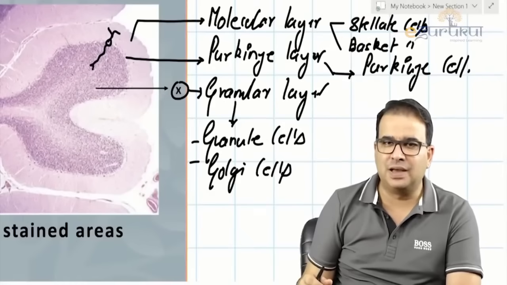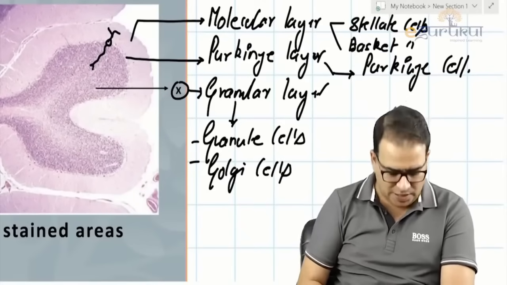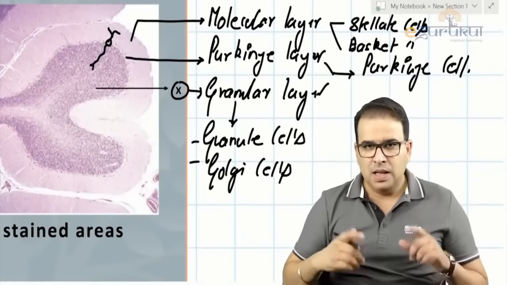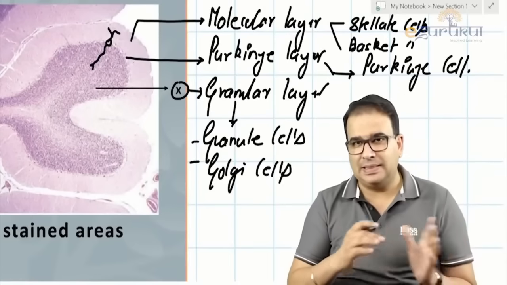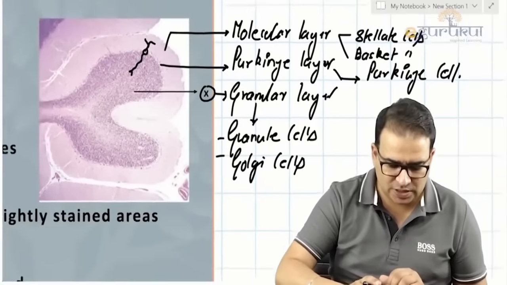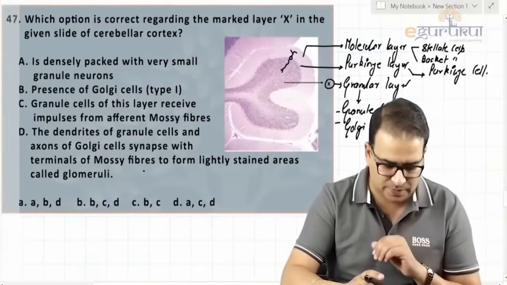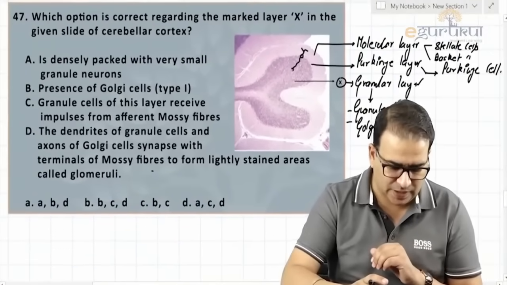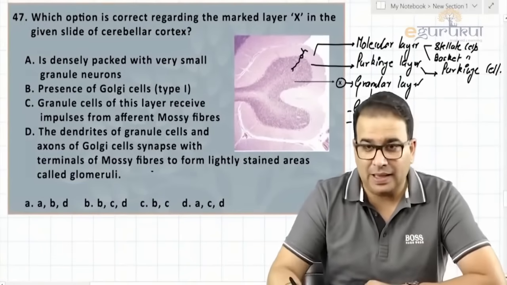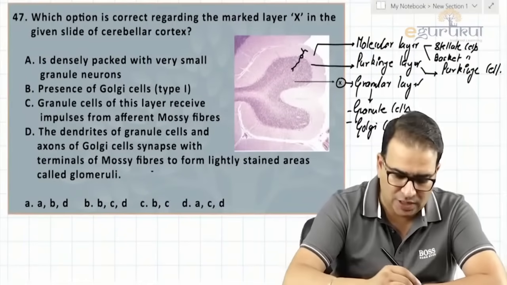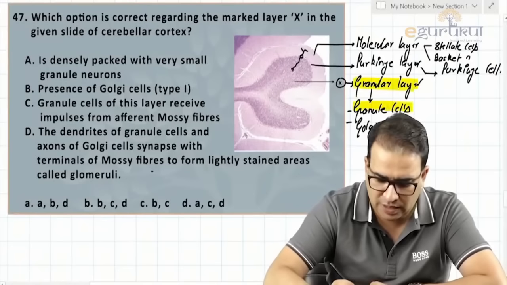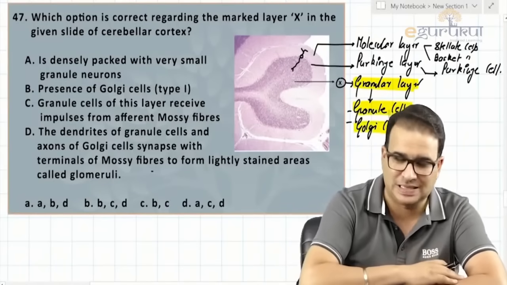And then innermost is the granular layer, which is having mainly the granule and the Golgi cells. Let's look at the options, and then we'll try to justify the answer to this question. The question here is we have to identify the correct option. What are the correct options given here regarding the X layer? That means the question is all about the granular layer, which is having the granule and the Golgi cells.